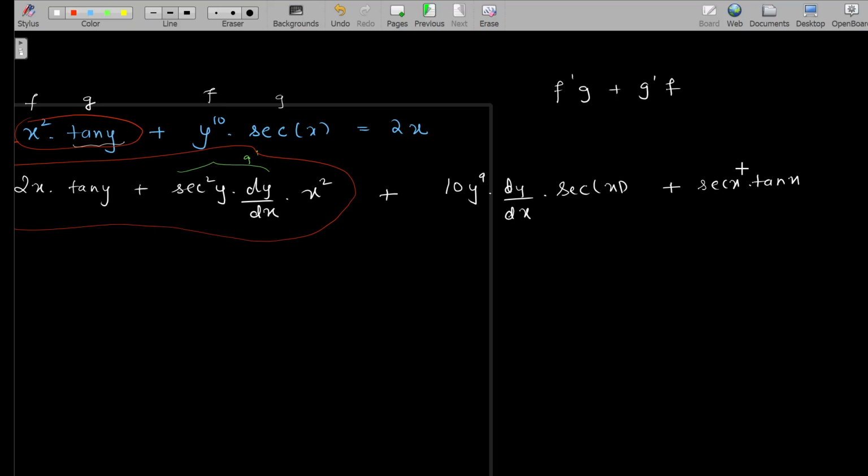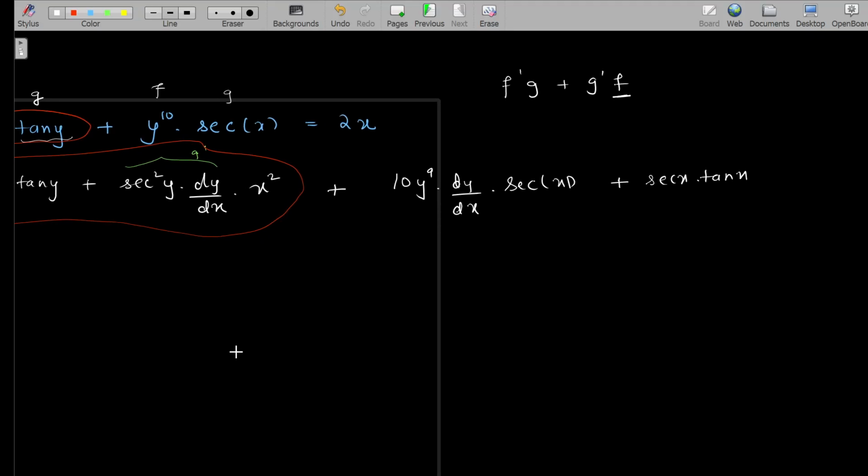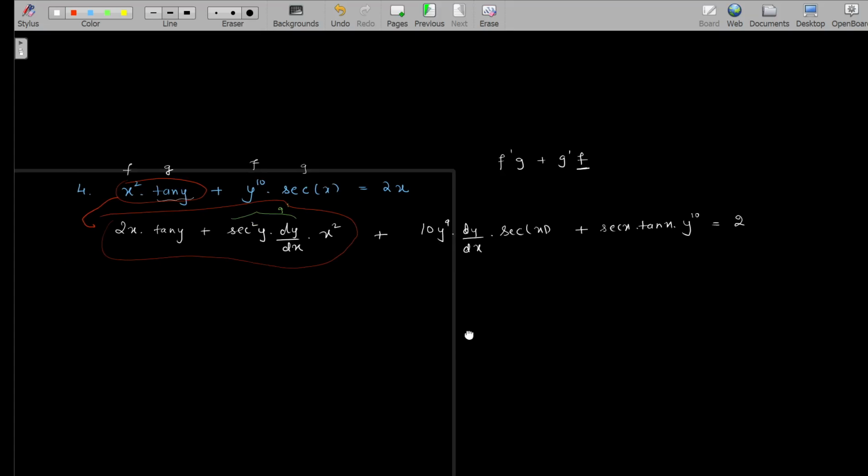Secant x times tan x, times y to the power of 10. You forgot f. Oh, f is y to the power of 10. And then this is equal to the derivative of 2x, which is 2. Okay, so we have this.